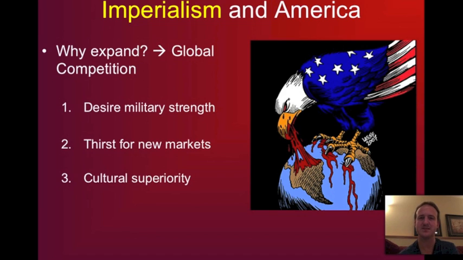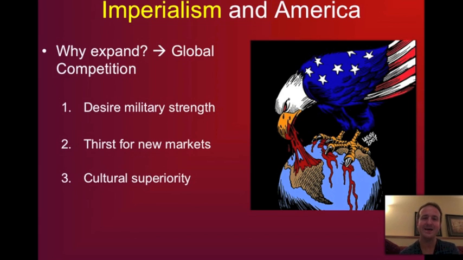And as weird as it sounds, you take them over, you exploit their goods, and you teach them your better way of life. And for the Americans, that's Americanization, to teach them about what we believe in. And we often see this cultural superiority take place in the form of religion and teaching what religion the United States believes in.